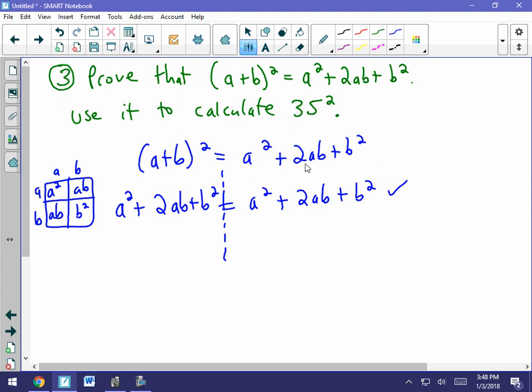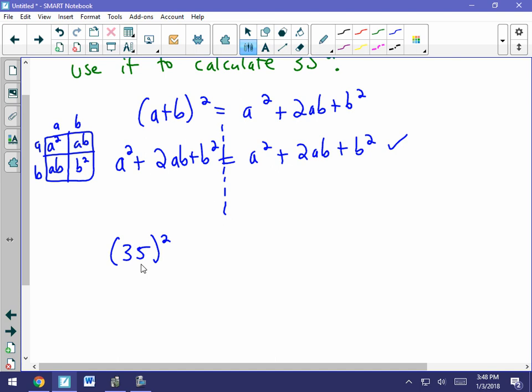Okay, then we want to use this to calculate 35 squared. So how am I going to use that to figure out what 35 squared is? Well, basically what this identity is saying is that if you have two numbers added together and squared, then it's equivalent to this formula. So I want to take 35 and break it up into something that would be easy for me to do in my head. So maybe I'll let a be 30, and then b be 5. So then I could rewrite 35 squared as (30 plus 5) squared.